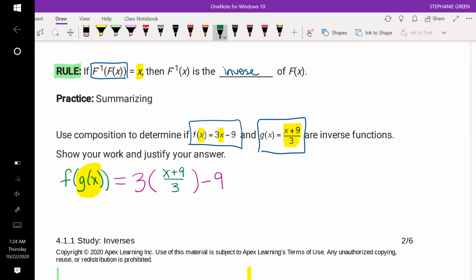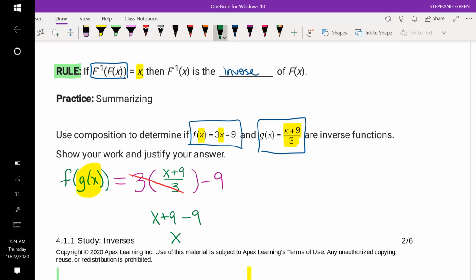And then we're just going to simplify that and see if it equals x. The first thing I notice here is I'm dividing by 3 and I'm multiplying by 3, so those will cancel out, which leaves us with x plus 9 in the parentheses, and then the minus 9 out here. And of course, 9 minus 9 is 0, so we're just left with x.